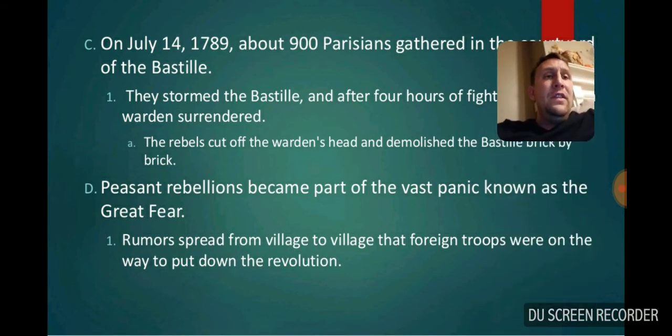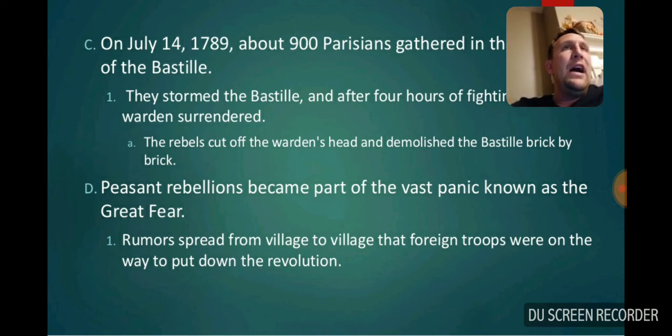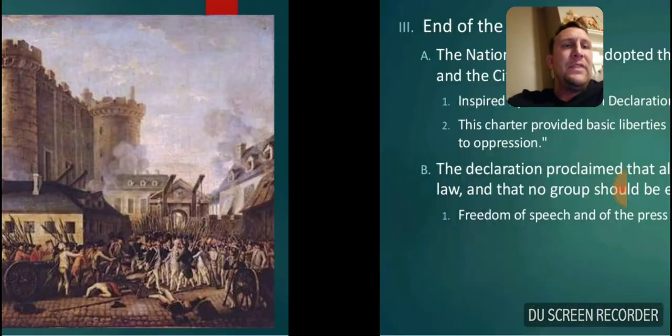After this occurred, the fear began to develop in the people that the king would retaliate against the assault on the Bastille. So they began to form militias and gearing up for a revolution. Okay, there's the fall of the Bastille, no big deal.